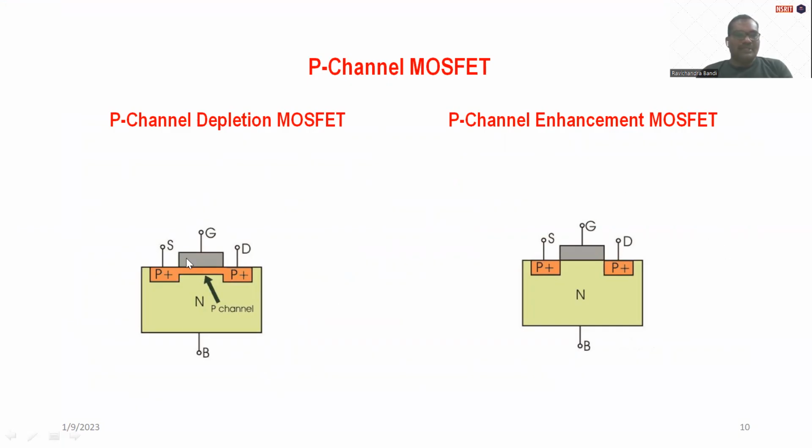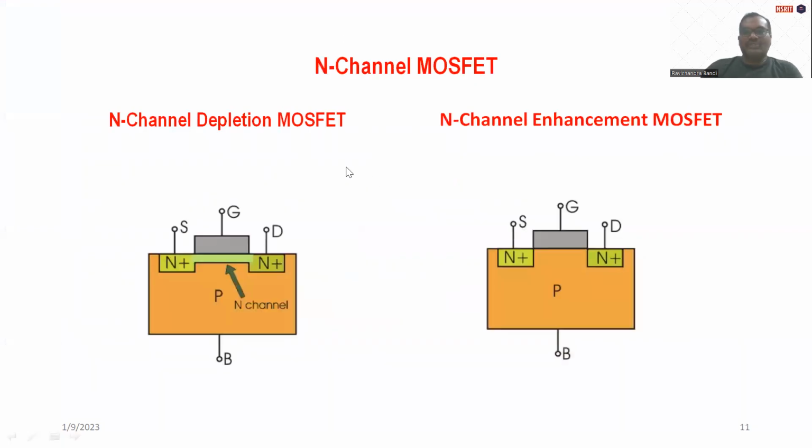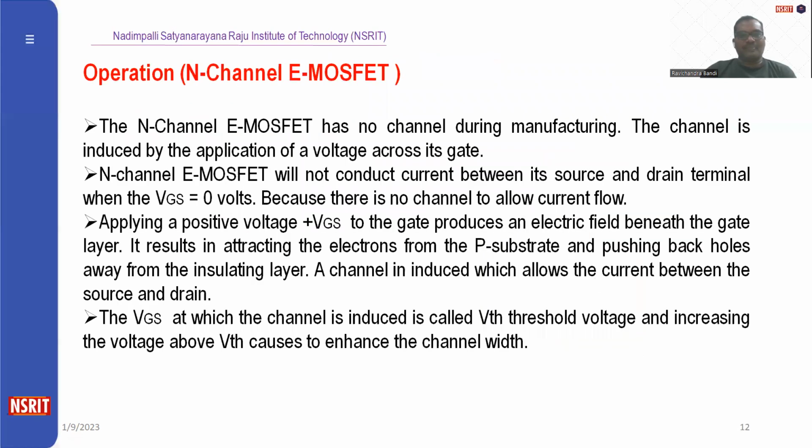Clearly observe that there is a channel between the source and drain. It is formed at the time of fabrication. In the other diagram, there is no channel between the source and drain. That is the difference between the depletion mode and enhancement mode. This is the N channel. Previously, you have seen the P channel. This is the N channel. In depletion mode there is a channel between the source and drain, while in enhancement mode there is no channel between the source and drain.